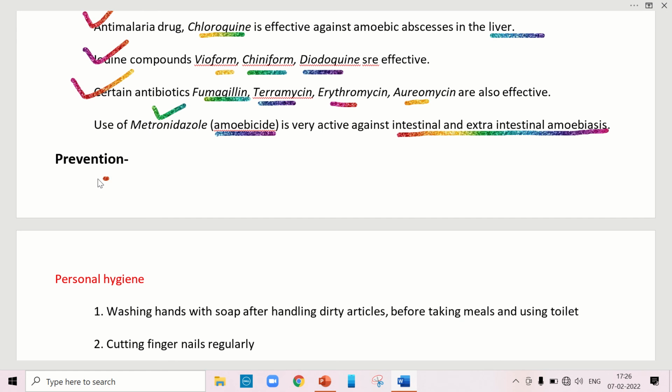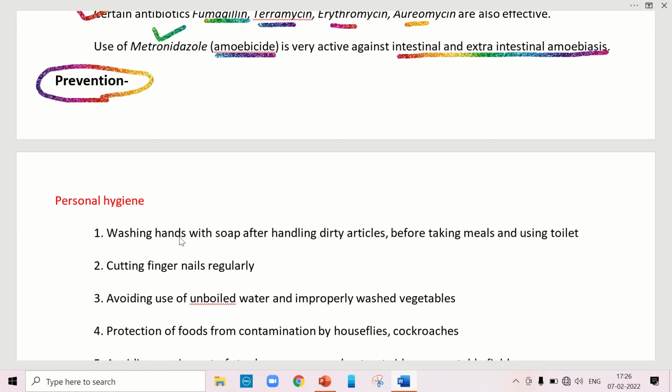And lastly, about the prevention. The prevention of infection is entirely a matter of hygiene. Both personal as well as municipal hygiene are very important to control this disease. For personal hygiene, it is suggested to adopt the following habits. Number 1, washing hands with soap after handling dirty articles, before taking meals, and after using toilets.